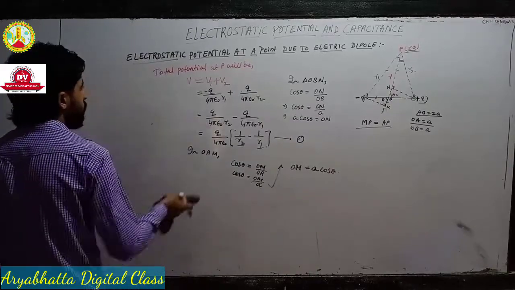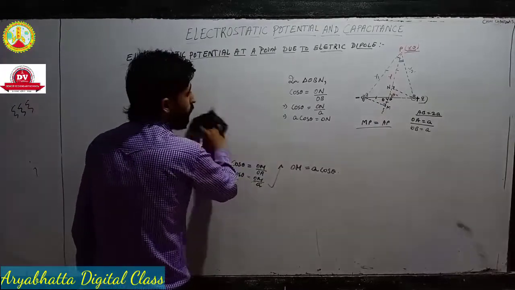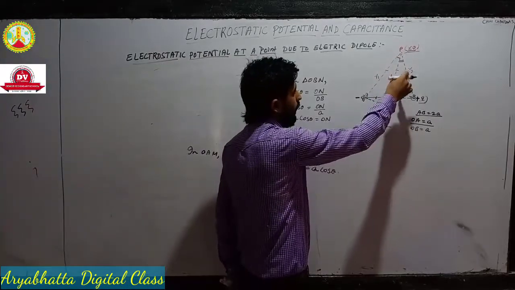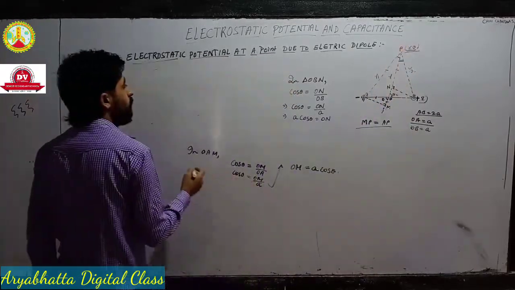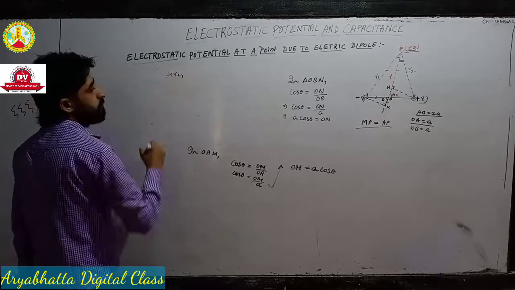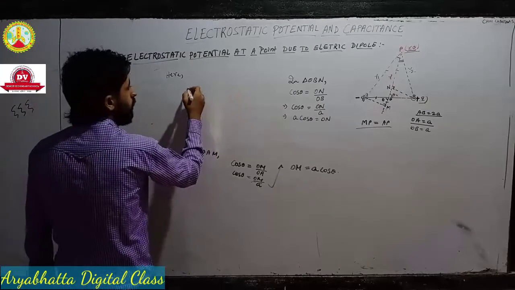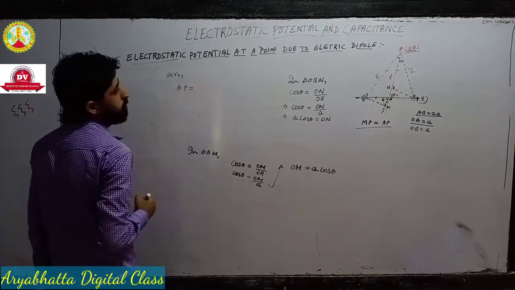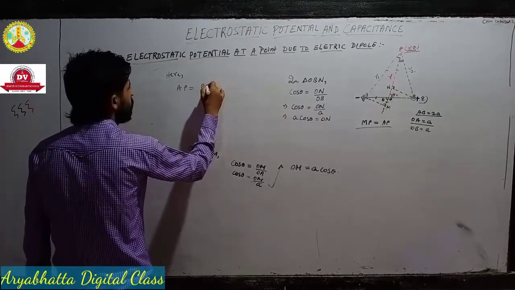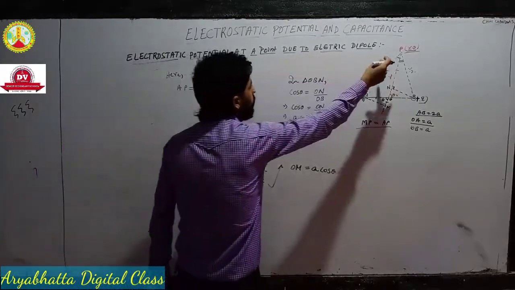Now let's use it. Where we will use this? So as I told you, we need to find the value of PM and the value of PN. So what will we write here? AP is equal to what? AP is equal to PM, right? It is almost equal to PM. Why is it PM? Because the angle is very, very small.